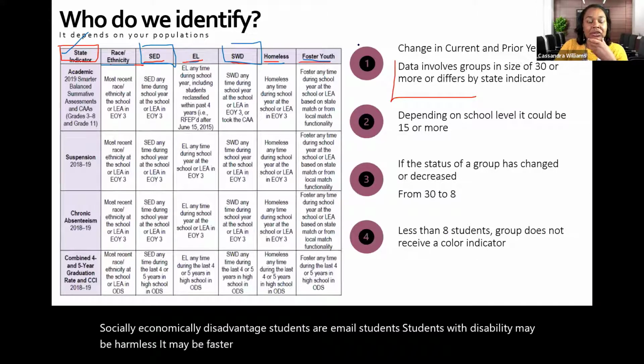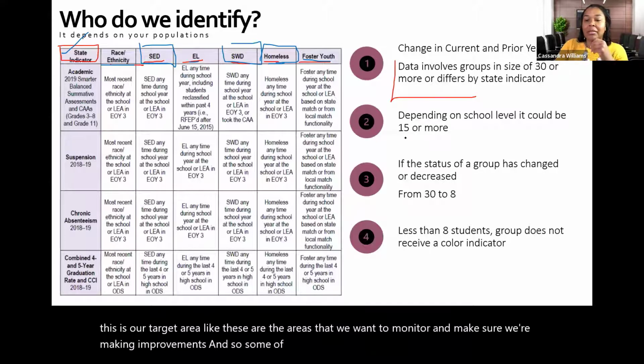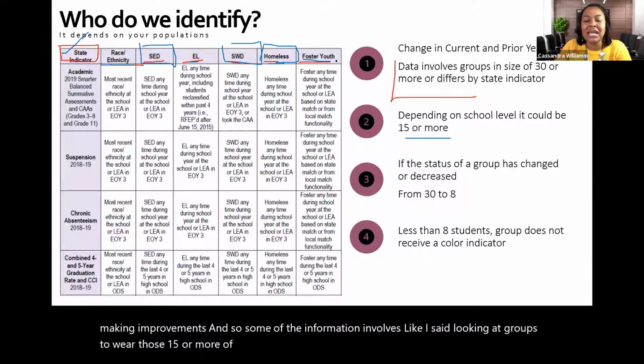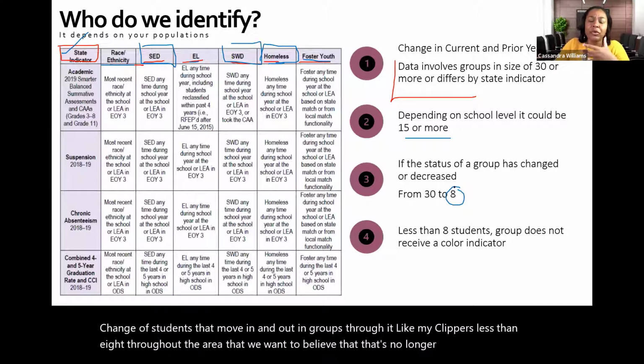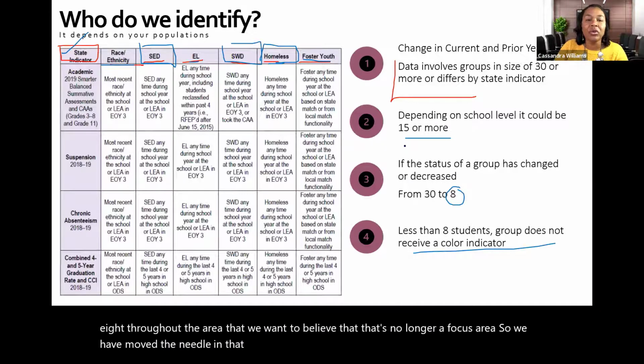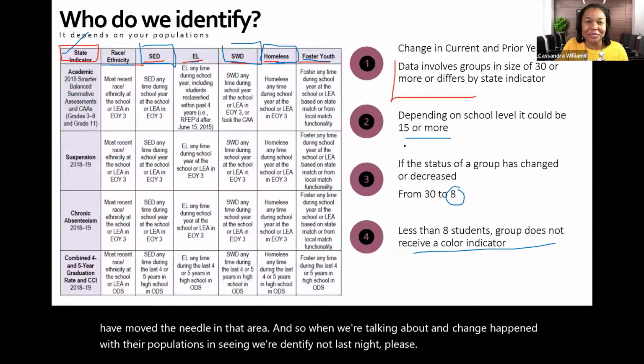We are seeing a tremendous height in homelessness, and this is our target area, right? These are the areas that we want to monitor and make sure we're making improvements. And so some of the information involves, like I said, looking at groups where there's 15 or more of that population, and seeing if there's a change. And if there's a change of students that move in and out of that group, fluid, right, if there's less than 8, then that's an area that we want to be wary of, but that's no longer a focus area. So we have moved the needle in that area. And so when we're talking about growth and change, we have to look at our populations and see who we identify.